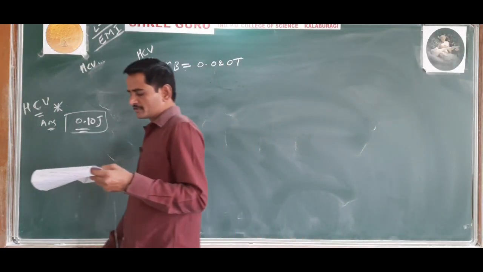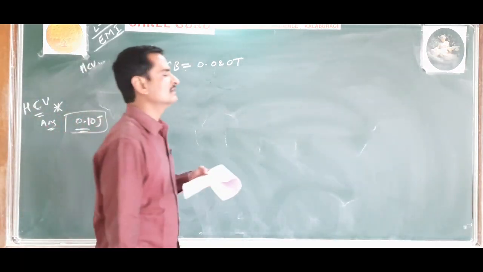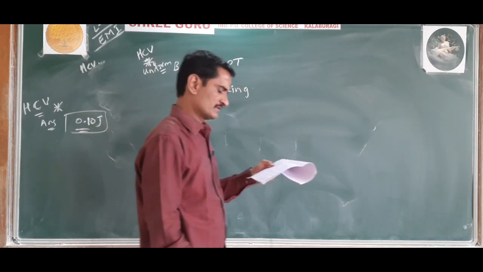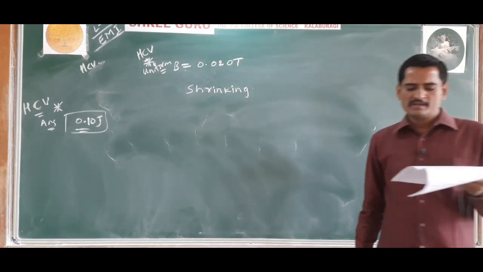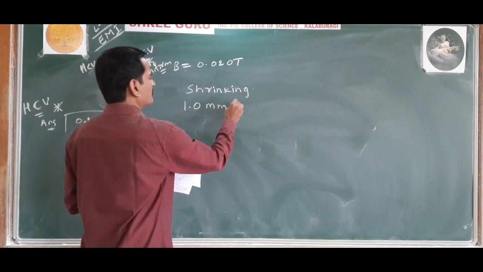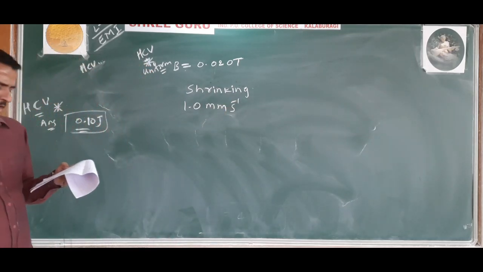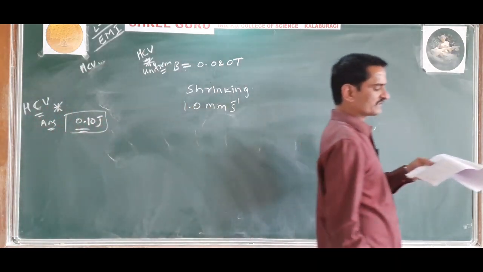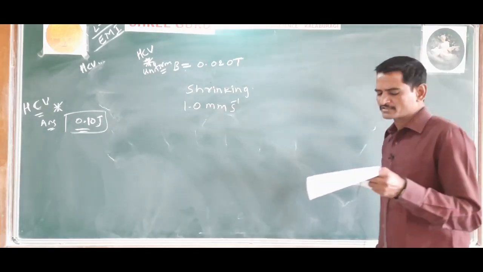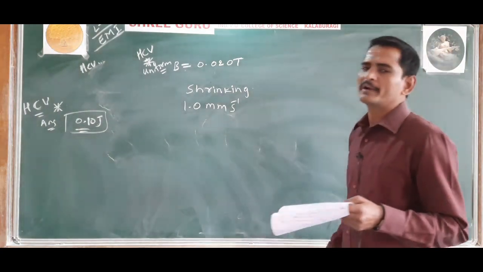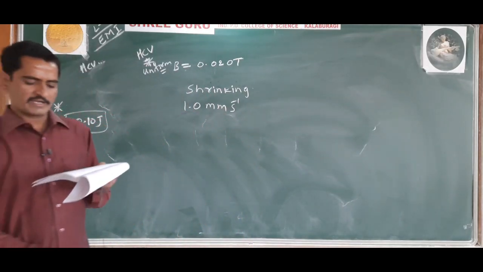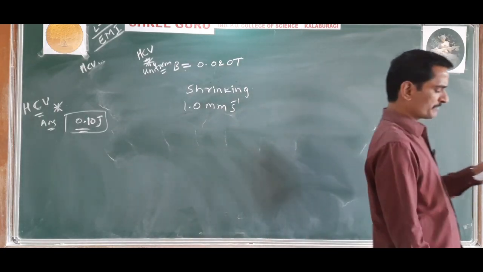Somehow, the radius of the loop starts shrinking at a constant rate of 1.0 millimeter per second.